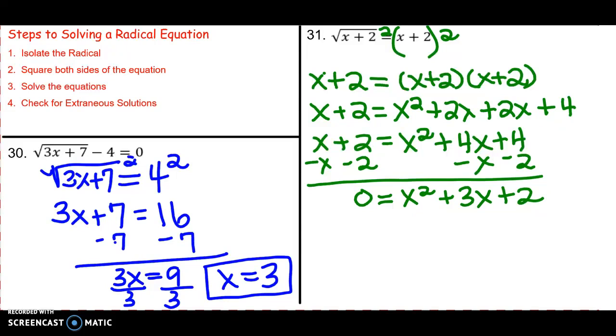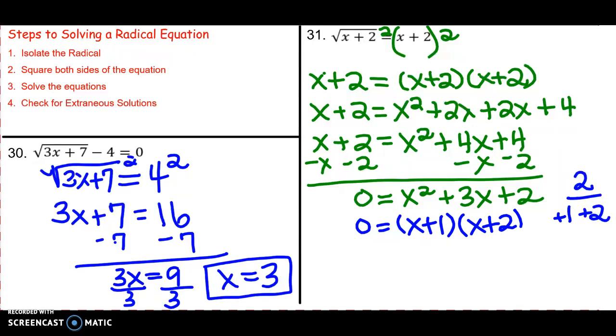Now I need to factor that trinomial. Remember, when you factor a trinomial, you look at the last term and you're looking for the factors of the last term. So we have 1 and 2 as factors of 2, and they add to 3 if they're both positive. So we can write 0 equals x plus 1 and x plus 2. Now remember, the next step is to set each of those factors equal to 0. X plus 1 equals 0. X plus 2 equals 0.